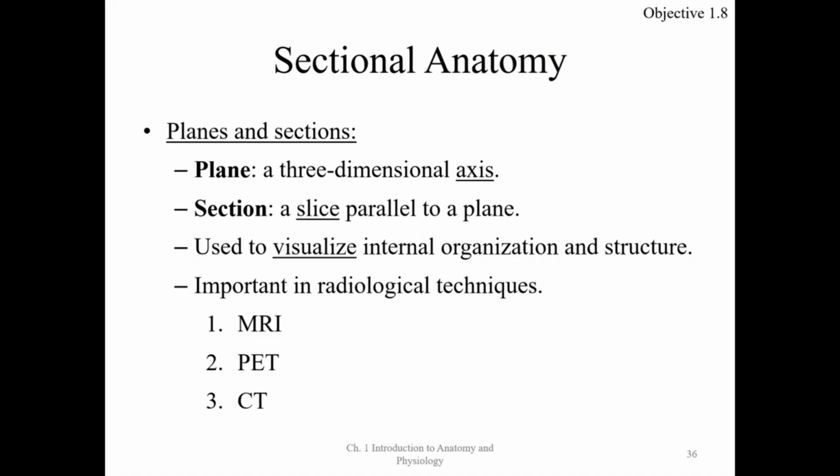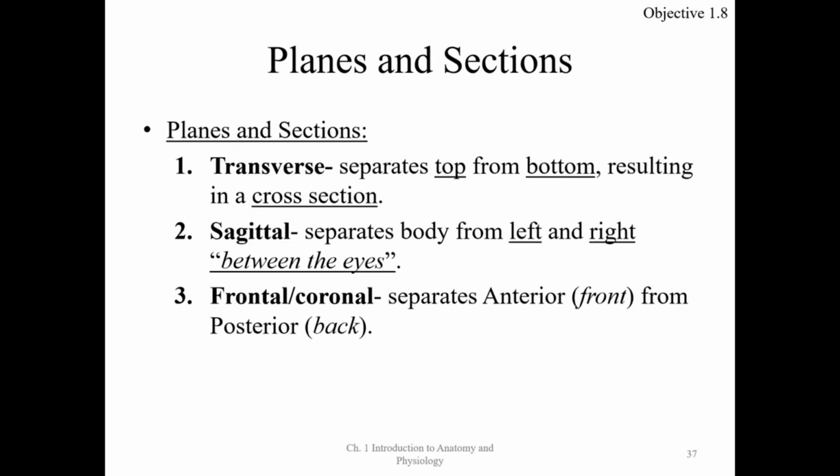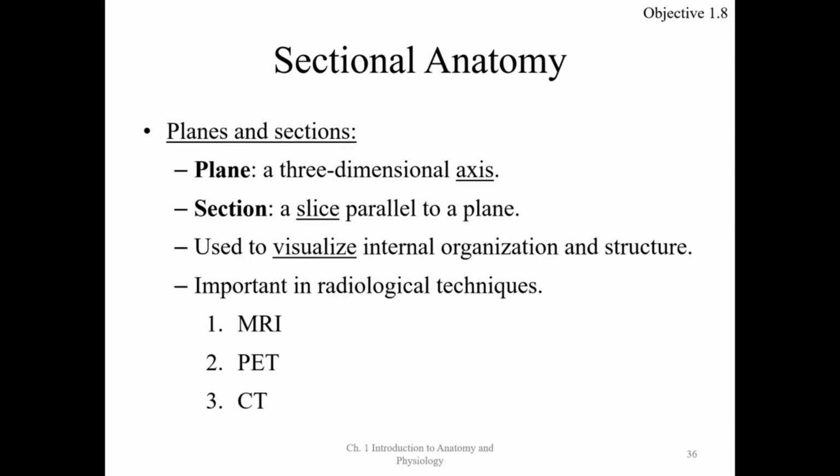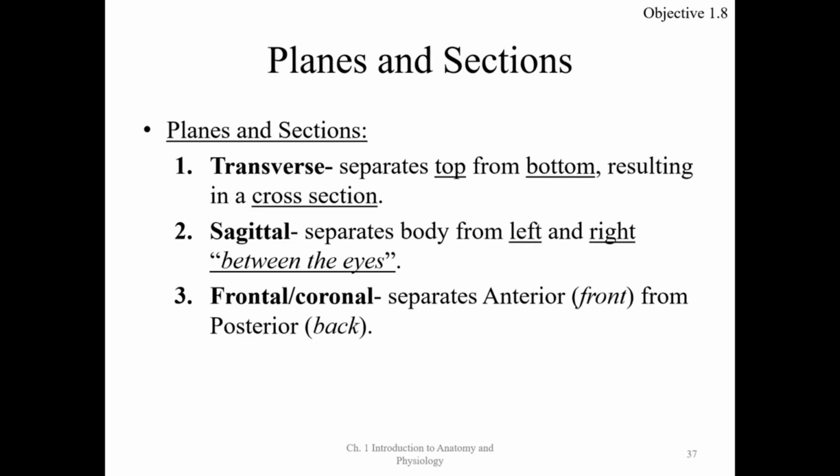Now, we use this to visualize. A section is a slice on those planes. Important for MRIs, PET scans, CT scans to see internal structures. A transverse separates top from bottom, resulting in a cross section. A sagittal left from right, resulting in a sagittal section. And frontal separates us front to back. Now remember, the plane is the axis. The section is the slice on that plane.